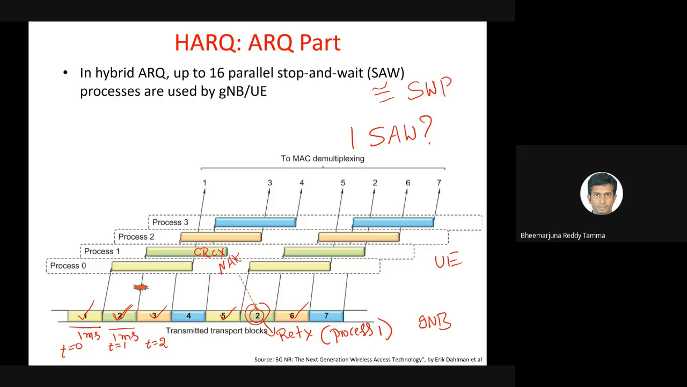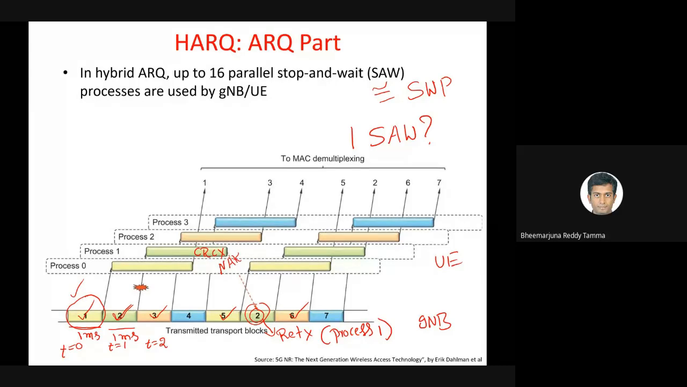Yeah, let's look at it from the beginning. First, we have packet one, that means transport block one. At t equal to 0, you transmitted transport block one. So this is the example that I'm showing. This is sent. Now, can the base station send a second transport block or second MAC packet at time t equal to 1? I don't think so, sir, because it doesn't have the ACK at that point.